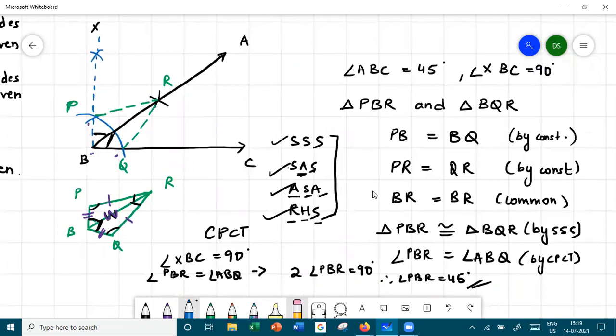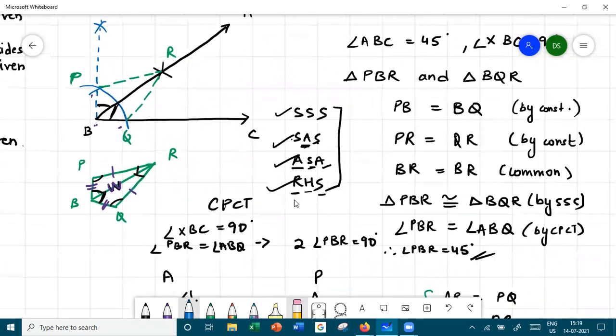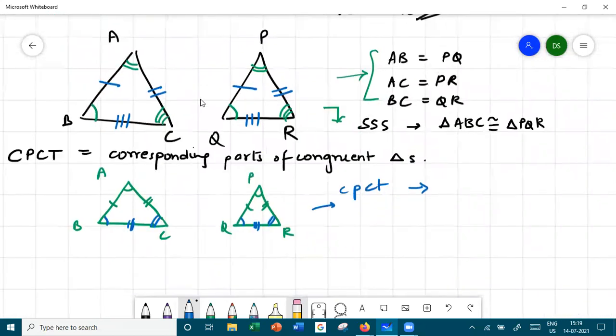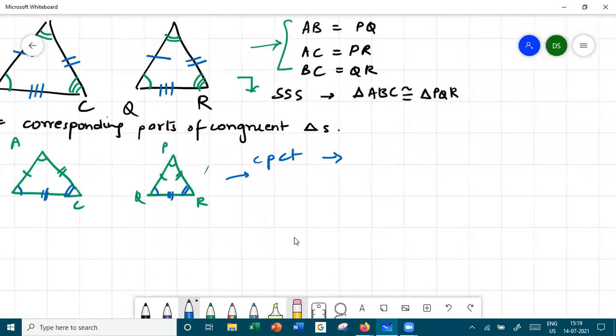Ma'am, I actually understood the CPCT thing from your examples, but I'm not able to apply it in the angles. Okay, okay, I'll draw this triangle here again. Okay, now you tell me.